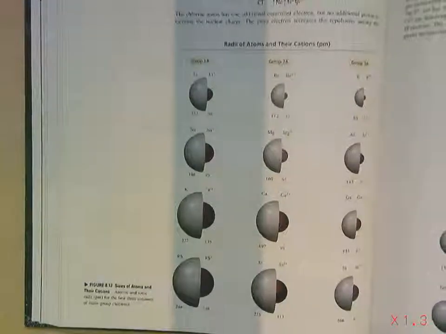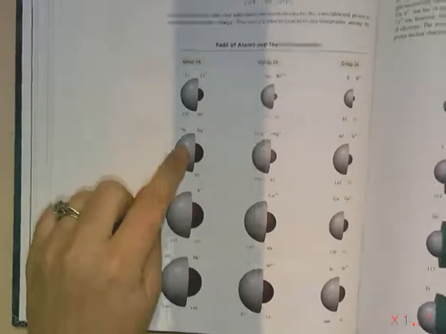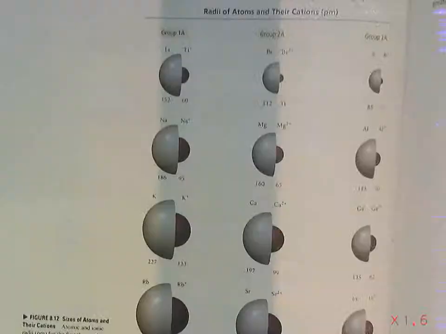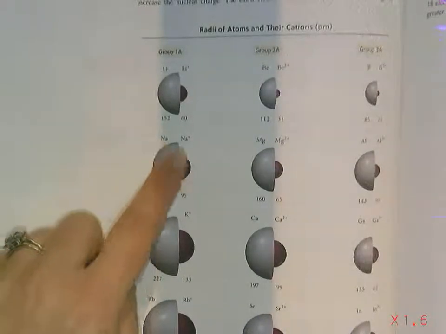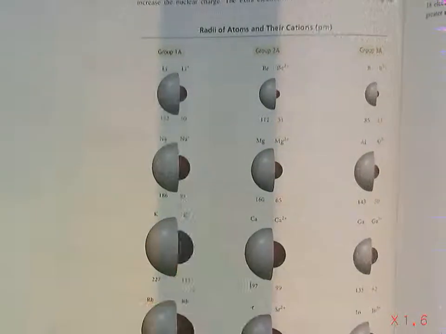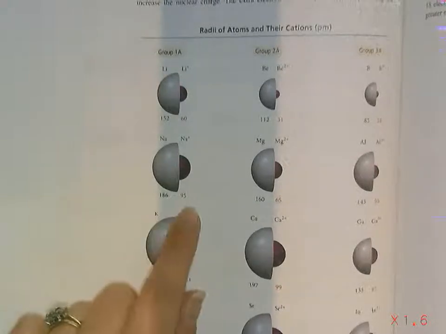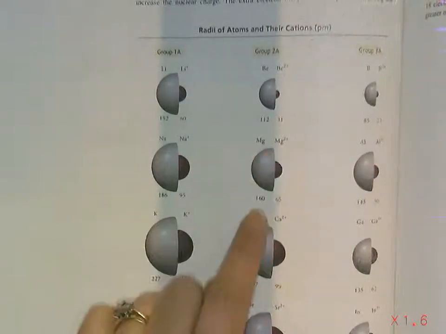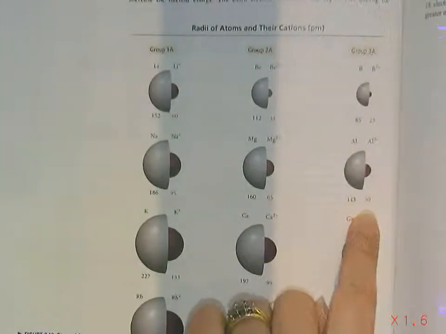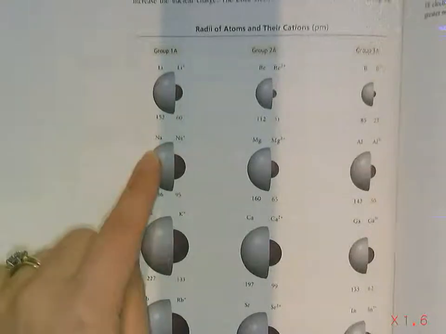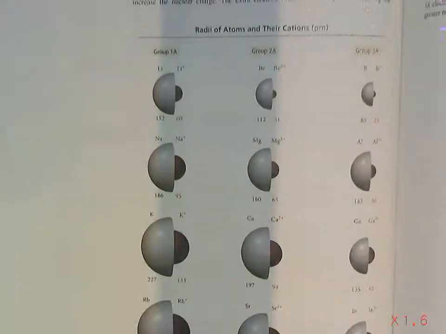All right, so here's the figure we're looking at right now. I'll do it in color since I have my book with me. We're looking at sodium, magnesium, and aluminum. Sodium going from regular sodium to +1, the radius decreased from 186 down to 95. Magnesium and magnesium 2+, 160 down to 65. Aluminum to aluminum +3, 143 down to 50. So it decreased a lot by losing 1, 2, or 3 electrons. So the ions that lose electrons, their radius gets much smaller.